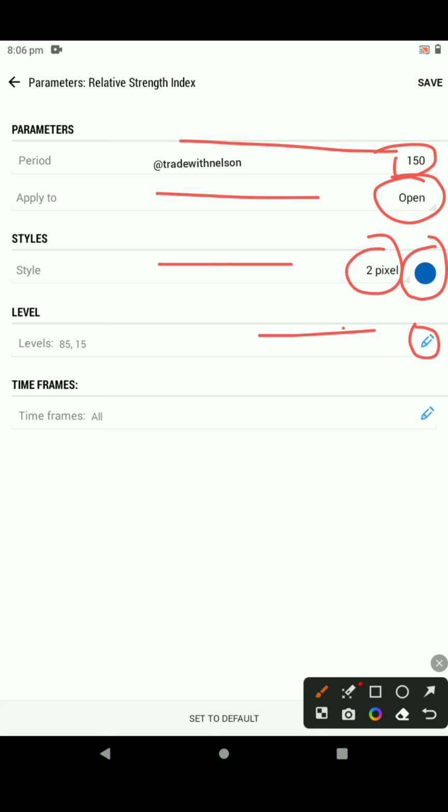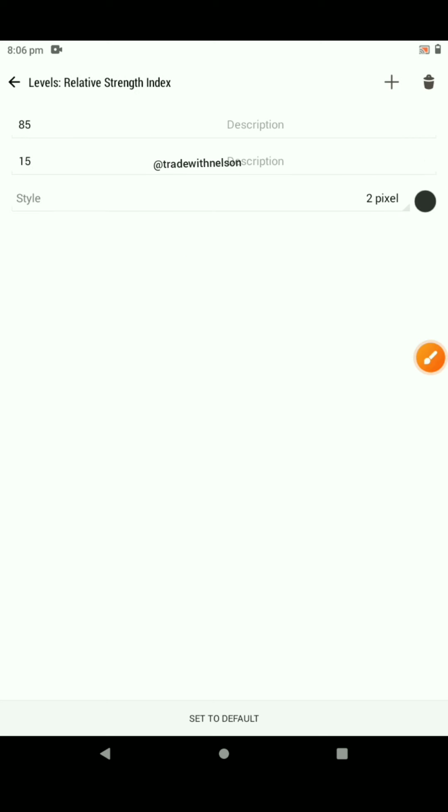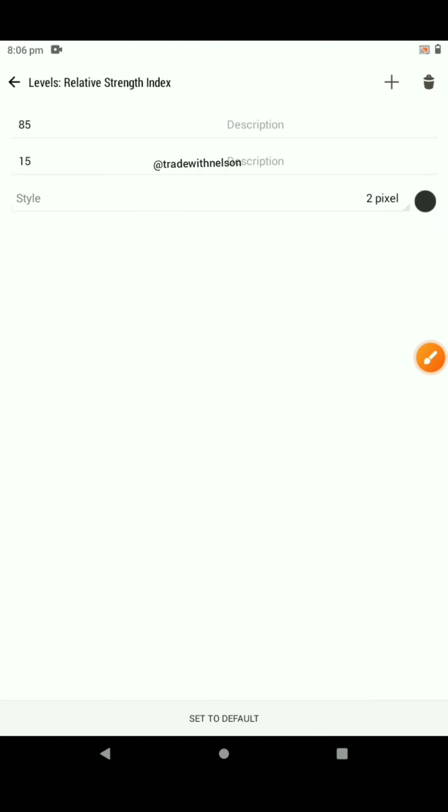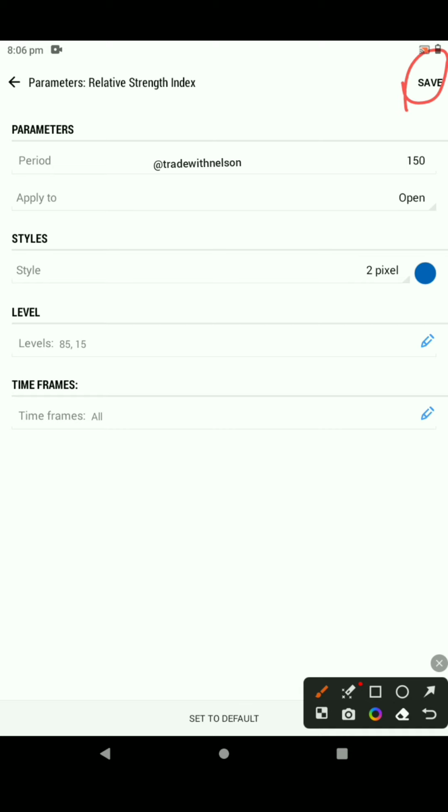For the levels, click on this pen icon. Add level. Type 85 and 15. Style, make it 2 pixel, and select a color of your choice. After that, click on save.